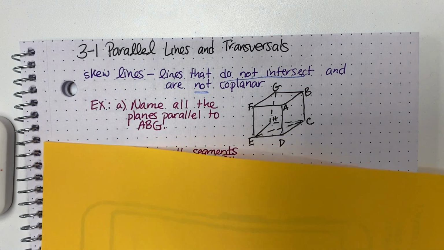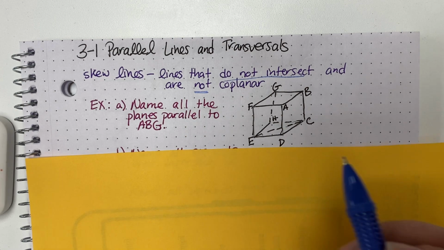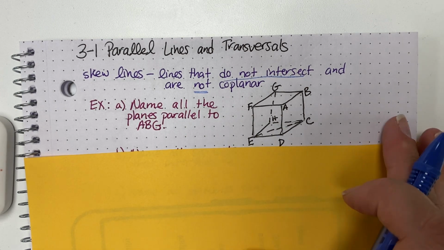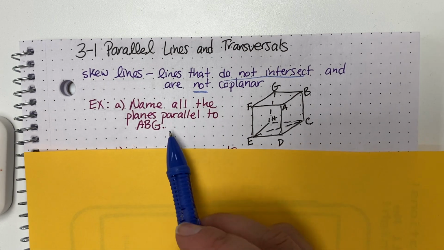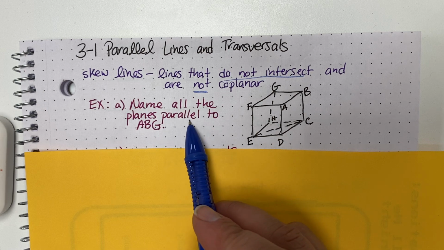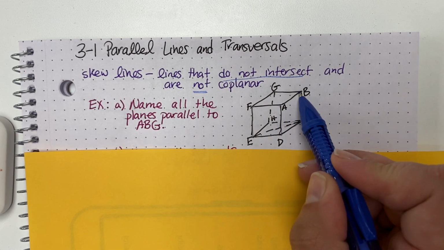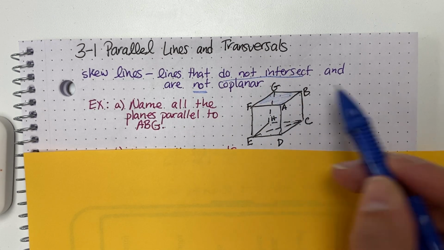All right, so I have this little shape here, my box. My box has a little diagonal line across the bottom. And we're going to talk about skew lines and some other things in here. So the first one says, name all the planes parallel to ABG. So ABG, that's this top plane here.